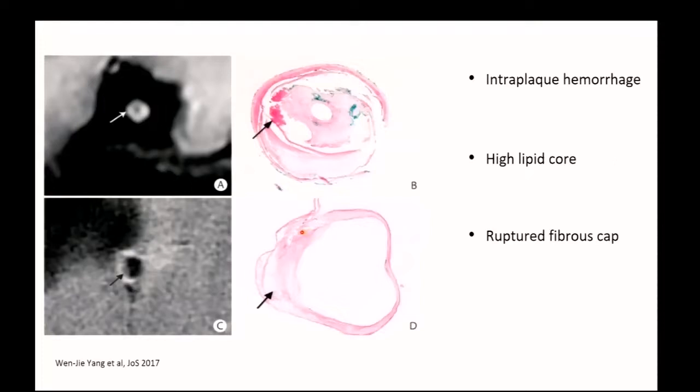Not just can you see the athero, but you can see the content of the athero. You can see the intraplaque hemorrhage. They use different sequences to see whether it's vulnerable plaque or stable plaque. So here you see the intraplaque hemorrhage. This is the histopathology. You see here the lipid content, this hypointensity here.